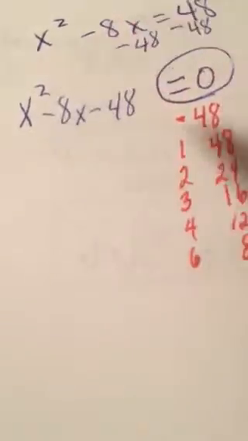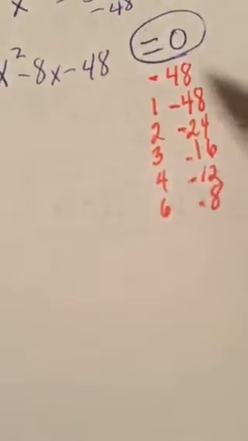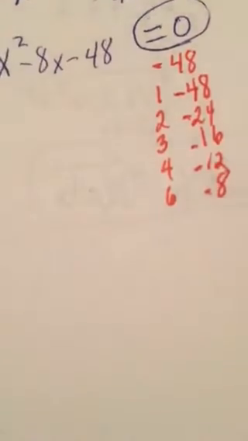Now let's put signs on these numbers. We have a negative 8x here, and the sign of the middle term goes on the largest number in each set. My large numbers are all on the right the way I set it up, so these are the ones that are going to be negative. And then these had to multiply to make negative 48, so that means all my small ones are positive.